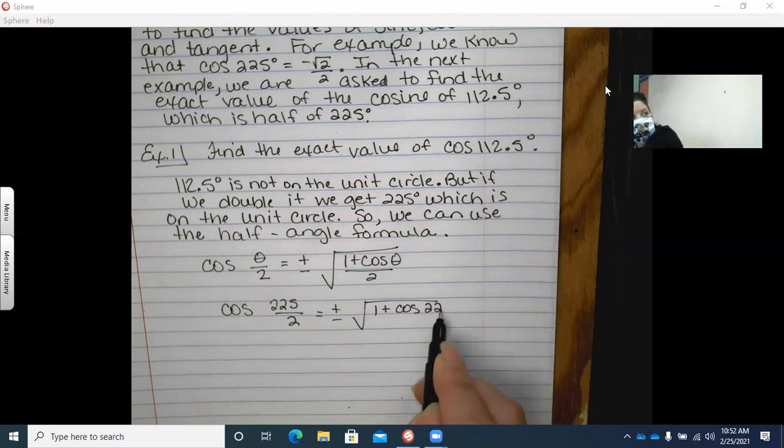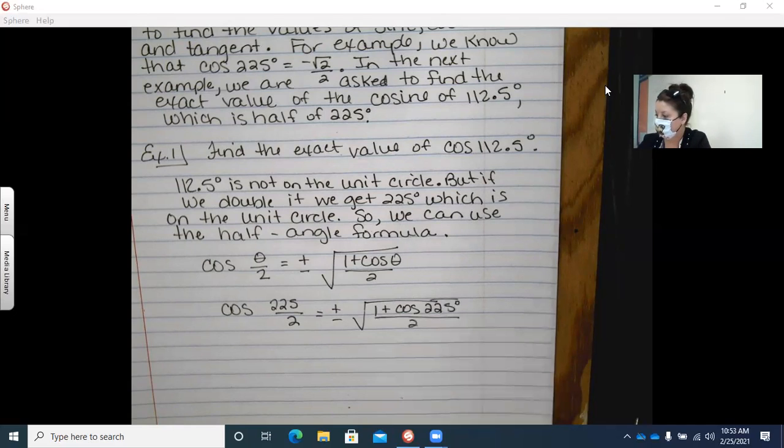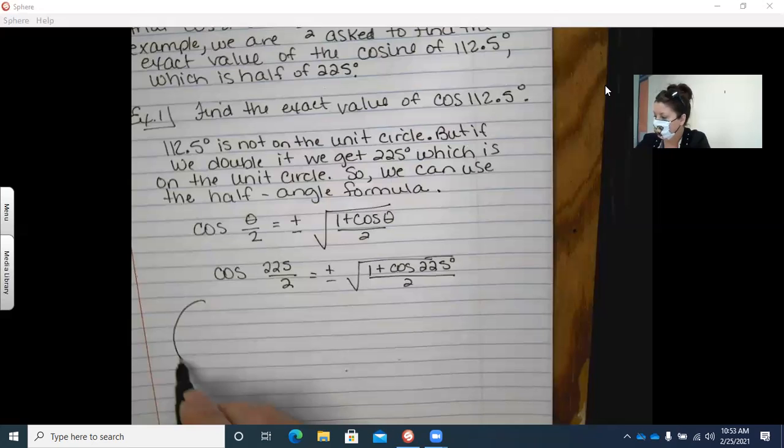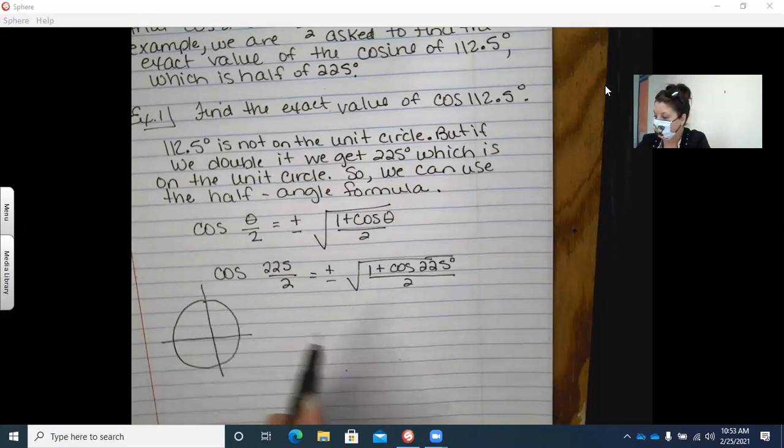Okay, well, what quadrant is 225 degrees in? Quadrant 3. How far past 180 do we need to go to get to 225? 45 degrees, right? So that means my reference angle is 45 degrees for the 225 degree angle. What is the cosine of that angle? It is negative square root of 2 over 2. And the sine is also negative square root of 2 over 2, but I don't really need it for this problem. I'm just being thorough.